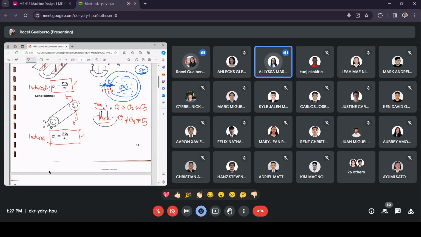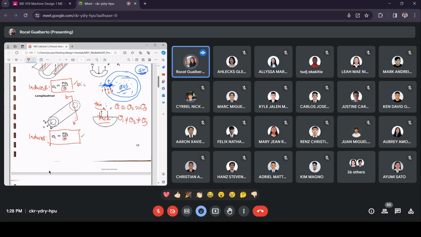It's the circumferential, okay? If you notice, the two vary only in this: this one is divided by 2t, this one is divided by 4t. So you divide the value by 2 here, and by 4 there. If you are to consider which would be a bigger value of stress, it is the circumferential.